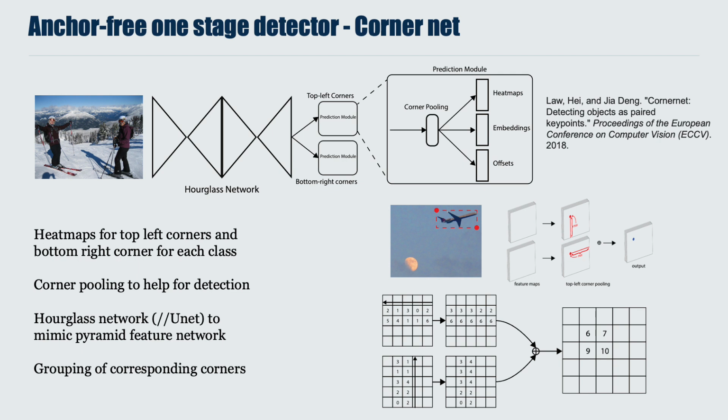And they have this two-stage corner pooling, where they look at both the horizontal maximum and the vertical maximum that they then propagate along, and when they sum the two maps of their pooling, they get the location of their corner at the maximum of the two. So here it would be the number 10.